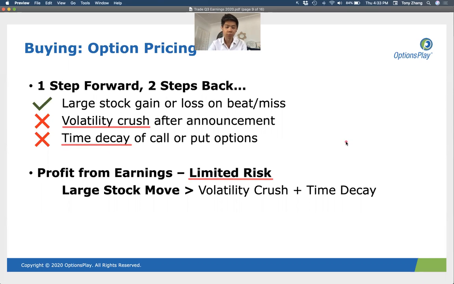So we typically refer to time decay as theta. We refer to volatility crush as vega, our exposure to implied volatility. And lastly, what we have is delta, our exposure to the underlying stock. So if the stock makes a big move, to the upside on a beat, or if it makes a big move to the downside on a miss, that has a factor on delta. Delta is the biggest risk that we're actually taking.